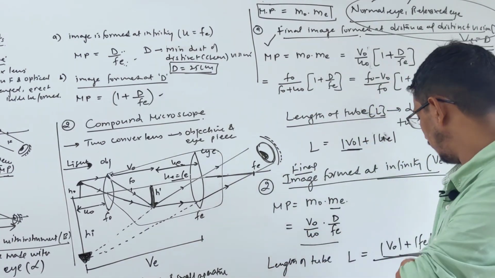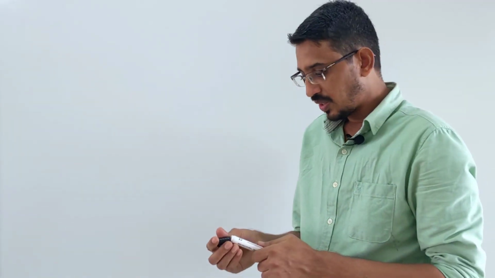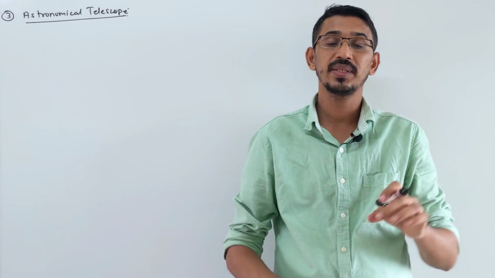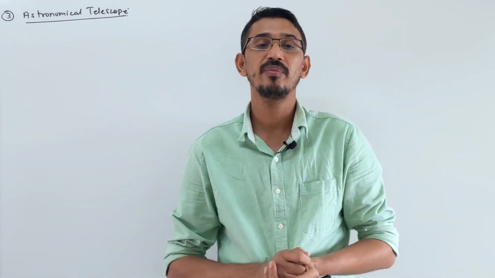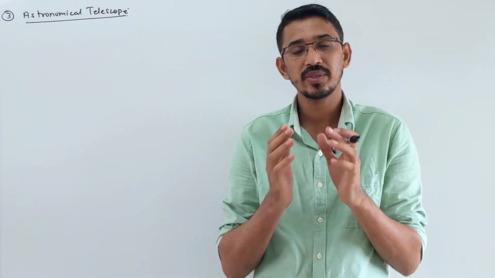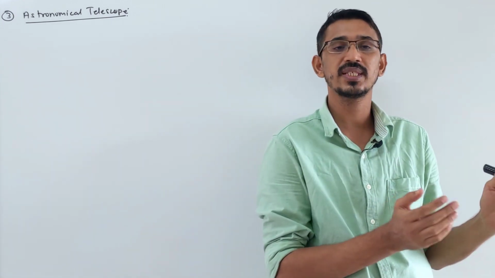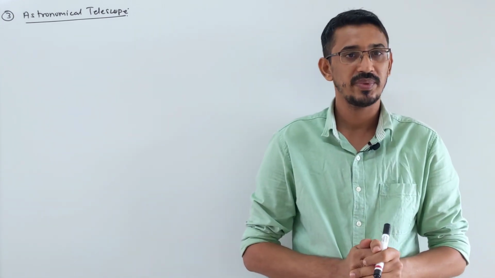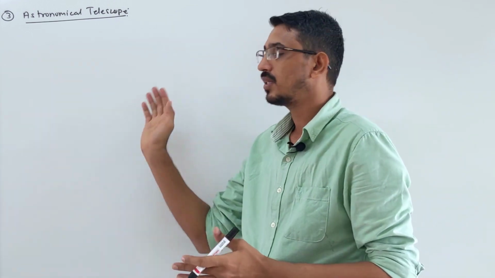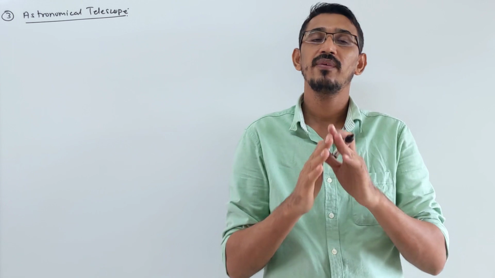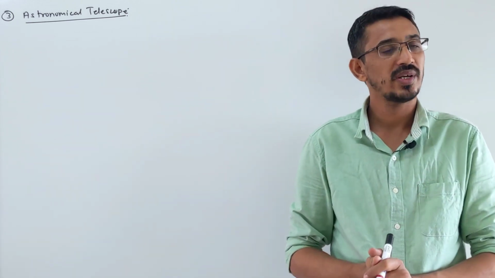Okay, so now we'll talk about the astronomical telescope, the third instrument. Here also we need two lenses, but the arrangement of lenses is just opposite to the compound microscope. In a compound microscope, the objective lens has small aperture and small focal length, while the eyepiece has larger focal length and larger aperture. Here it is just opposite. The objective lens, which is towards the object side, will have larger aperture and large focal length.